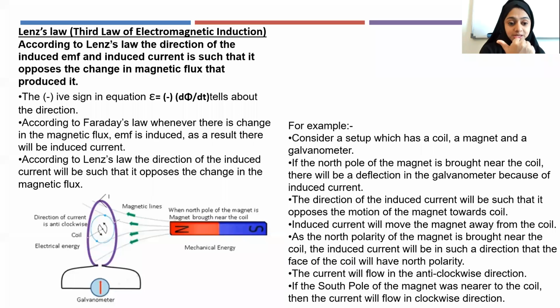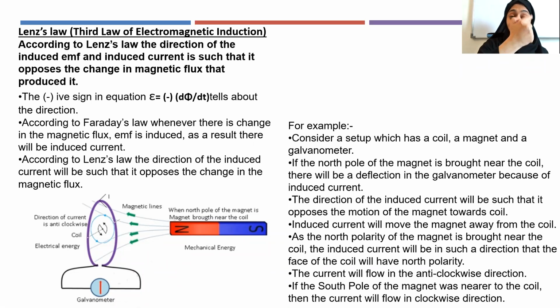If my thumb represents the direction in which the magnetic field is there, that is from north to south, and you want a north pole here, the current should flow in this direction. That is the anti-clockwise direction. So if the current flows in an anti-clockwise direction, here you will get a north pole and here you will get a south pole, because current flowing through a coil will produce a magnetic field, right?